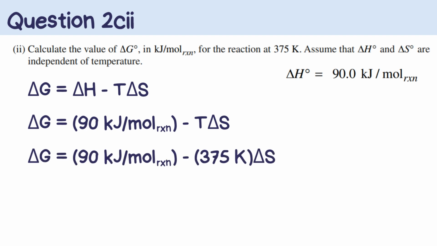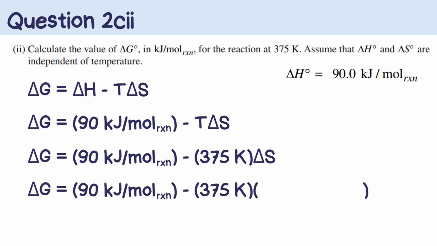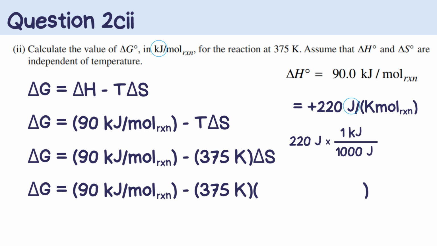And now for delta S. We already solved that in the first part of 2c, and we got a value of 220 joules divided by Kelvin times mole of reaction. But if you look at the units, the delta S that we just found is in joules, but it's asking for delta G in kilojoules. This means that we must do a unit conversion. So I can start off with the 220 joules, and divide that by 1,000 joules because there are 1,000 joules in a kilojoule. If you plug that into your calculator, you get 0.22 kilojoules.